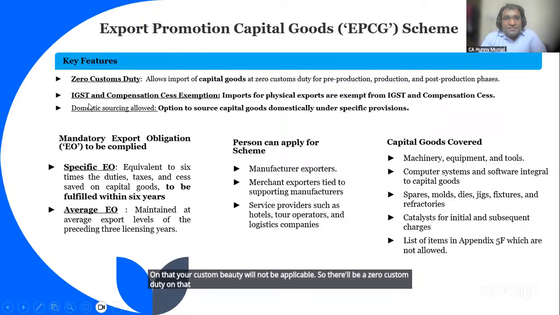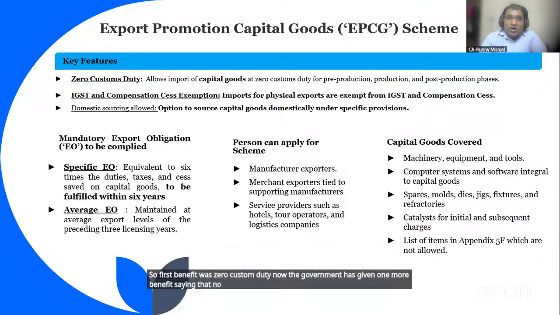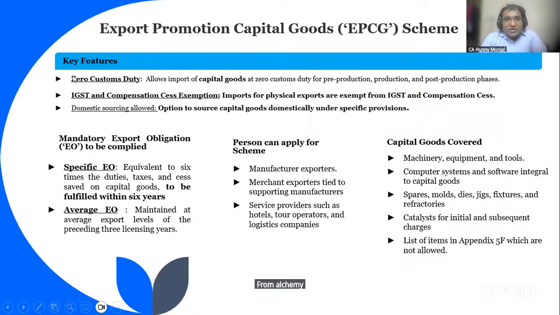Along with that, the government has given IGST and compensation cess exemption as well. So the first benefit was zero custom duty. Now the government has given one more benefit saying that no IGST or compensation cess would be applicable on the import of capital goods. So both are being given. The only condition is that you export the goods from India to outside India. These are the two major benefits under the scheme. One more, which is the cherry on the cake.